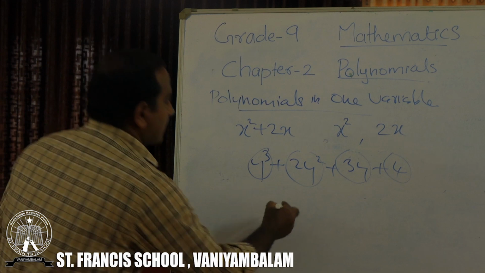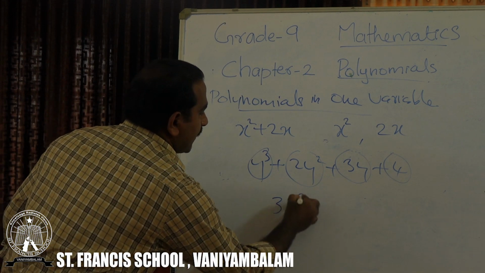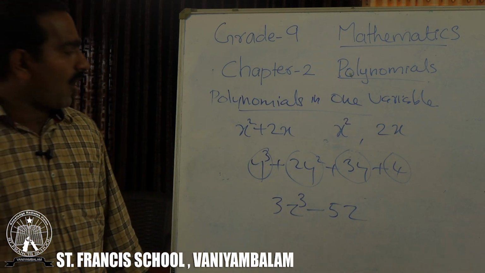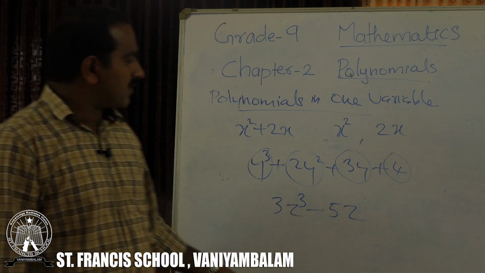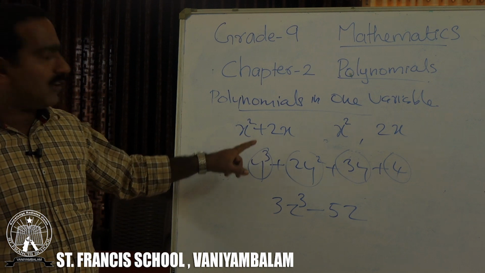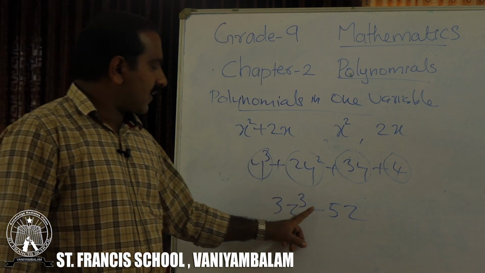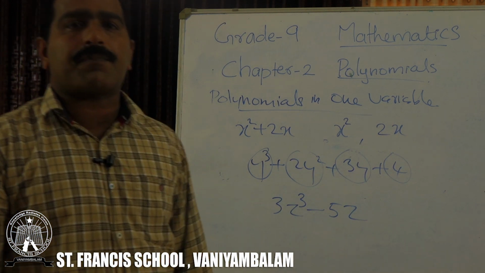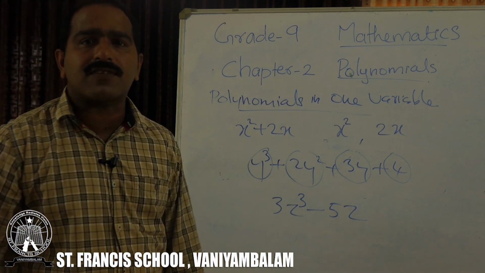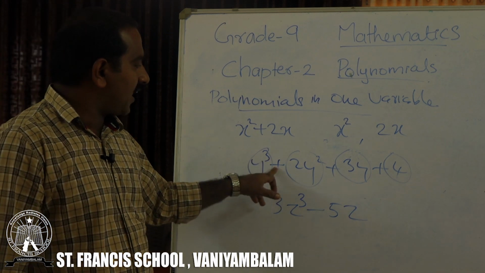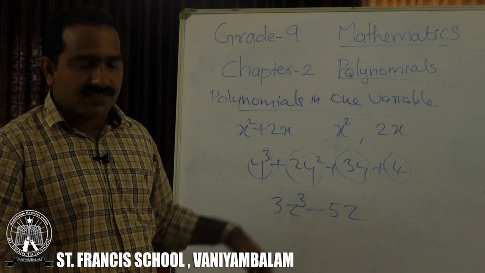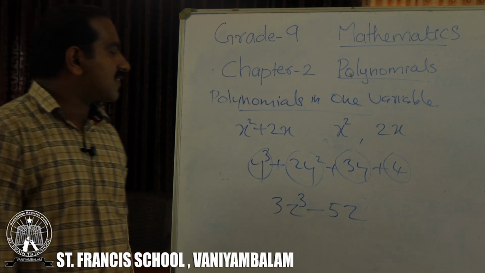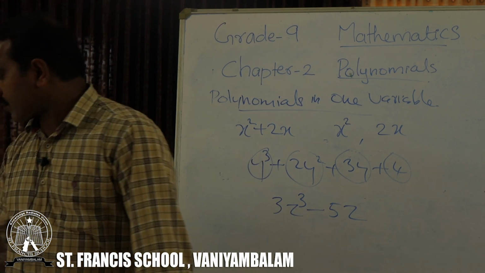Another one is 3z cube minus 5z. It is also a polynomial. How many terms are there? There are 2 terms. In the first two examples we used the plus sign, and in the third we are using the minus sign. So from this we can say terms are separated by a plus sign or a minus sign. So these are the terms of the polynomial.